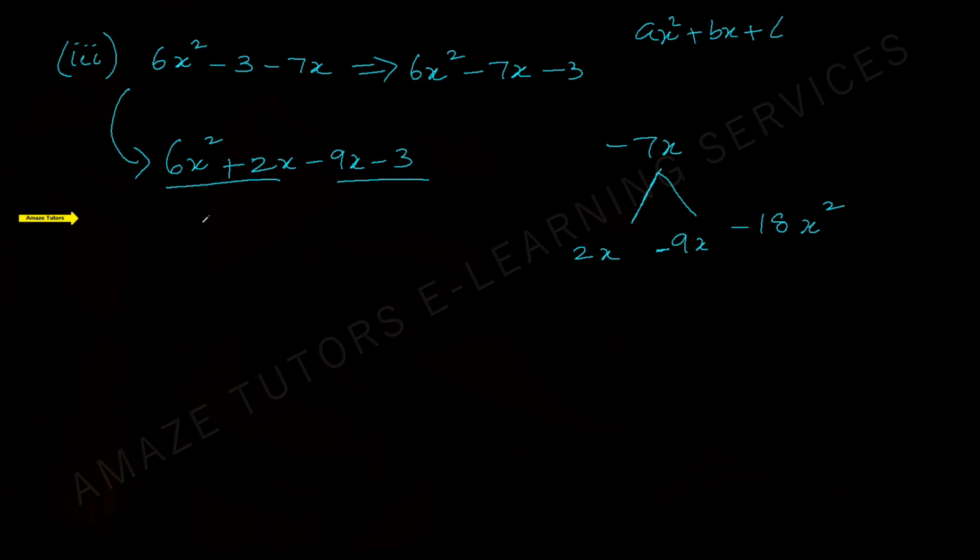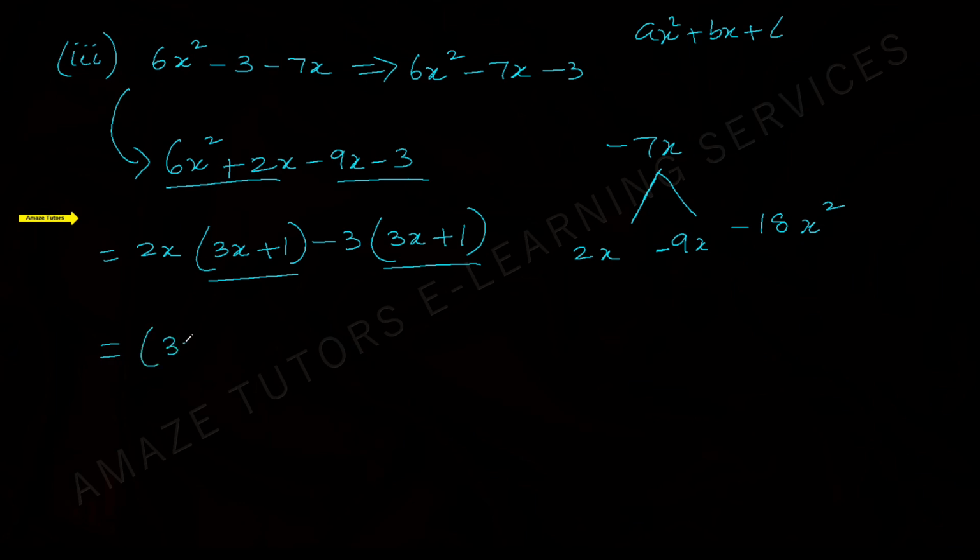Take the greatest common factor out, 2x. Write the remaining terms, 3x plus 1. What is common in these two? Take the negative also, 3. Now what is left? 3x plus 1. As I have already mentioned, we got the brackets the same. So whatever we did so far, it's correct. Take the common binomial outside, 3x plus 1. What are we left with? 2x minus 3. That is the other factor.